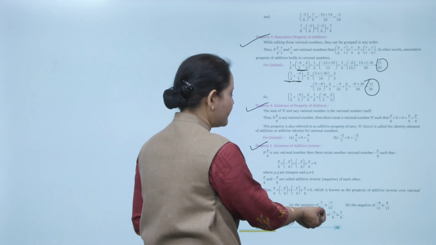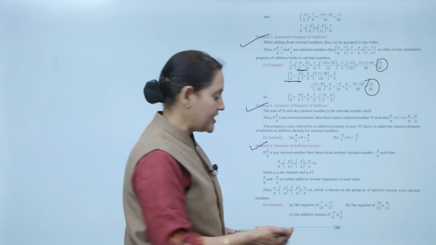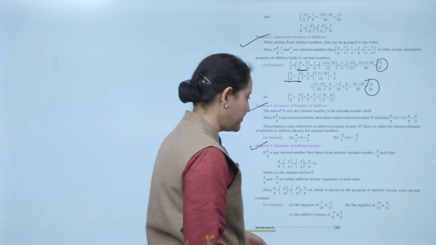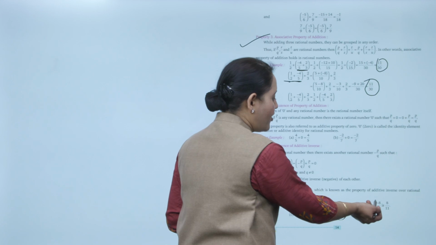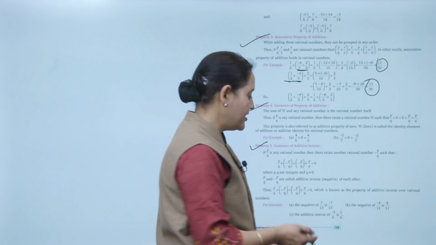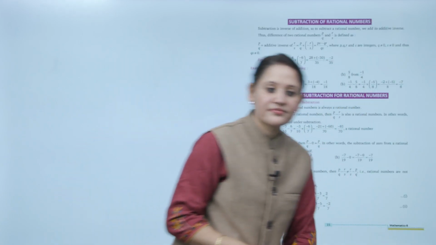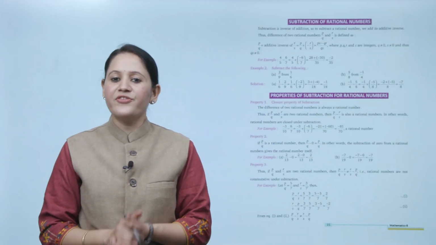For example, the negative of 7 upon 13, means additive inverse of 7 upon 13, is negative 7 upon 13. The negative of minus 8 upon 11 is 8 upon 11. Sign change हो जाएगा. Clear? Next, subtraction of rational numbers.